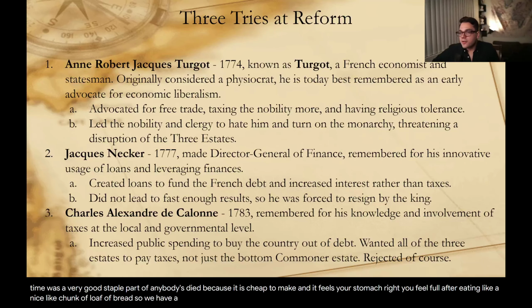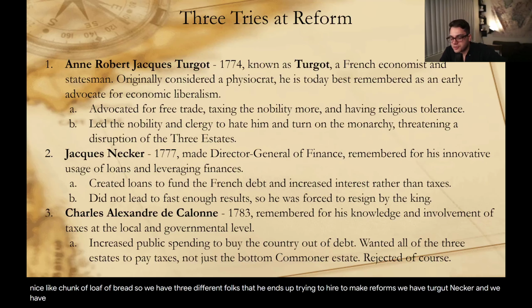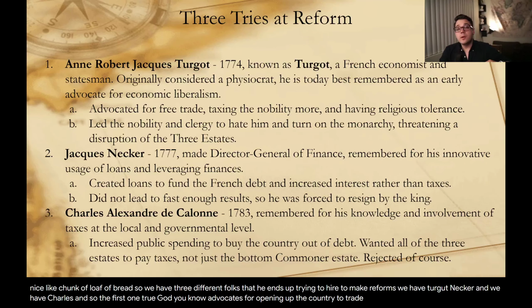So we have three different folks that he ends up trying to hire to make reforms. We have Turgot, Necker, and Charles. The first one, Turgot, advocates for opening up the country to trade and, importantly, taxing the nobility and the religious sector.